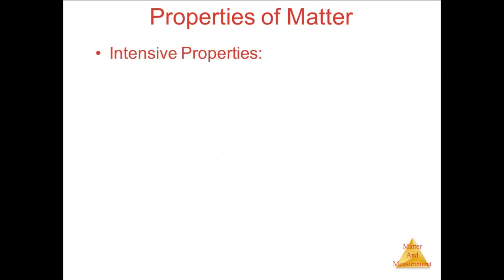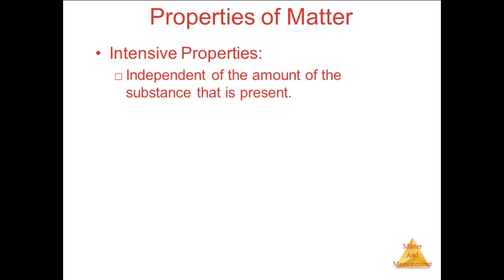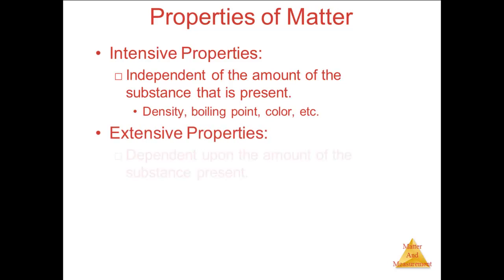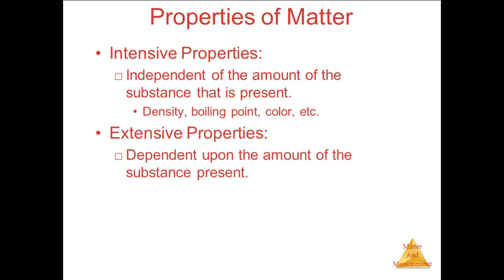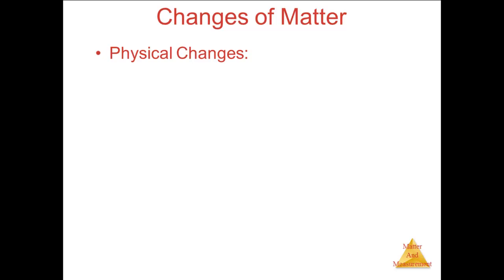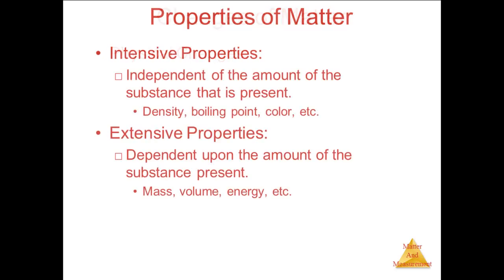Alternatively, we can separate them into intensive properties, which do not depend on how much of the matter we have. Some examples are density, boiling point, color, and extensive properties, which do depend on how much matter is present. Some examples: mass, volume, energy. All chemical properties are intensive. Some physical properties are intensive and some are extensive.